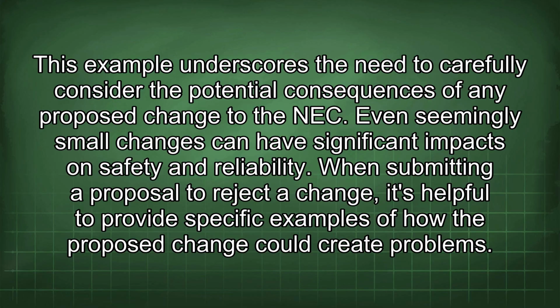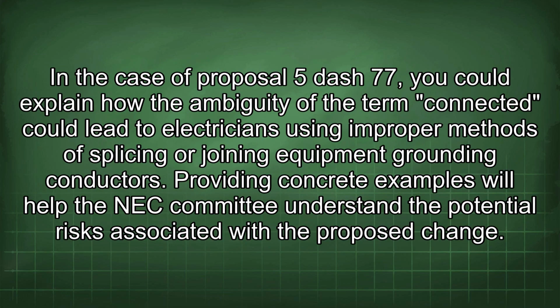When submitting a proposal to reject a change, it's helpful to provide specific examples of how the proposed change could create problems. In the case of Proposal 5-77, you could explain how the ambiguity of the term connected could lead to electricians using improper methods of splicing or joining equipment grounding conductors. Providing concrete examples will help the NEC committee understand the potential risks associated with the proposed change.